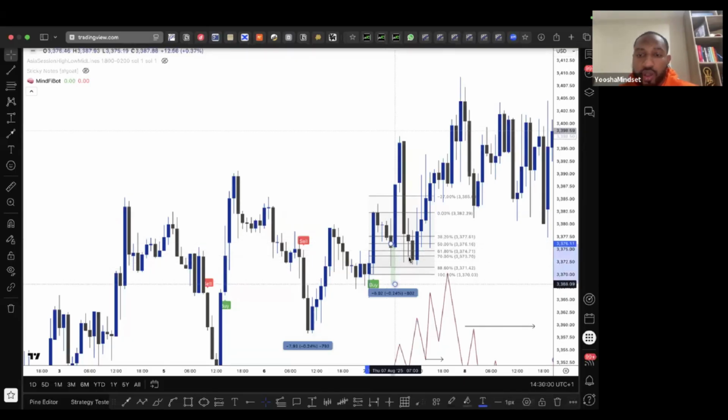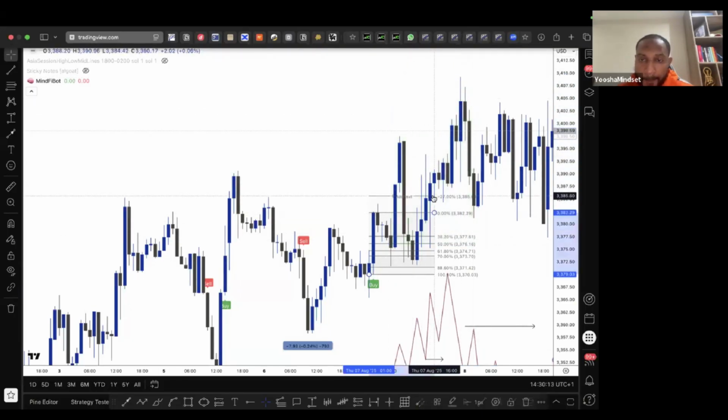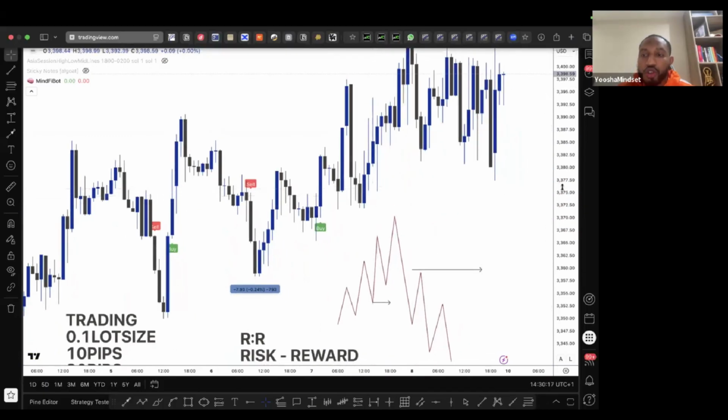So from there, you patiently wait for price to start moving, and this trade moved all the way to 332 pips. So you can see the risk to reward ratio, even from the first entry, is magnificent. So this is how you approach your stop loss.